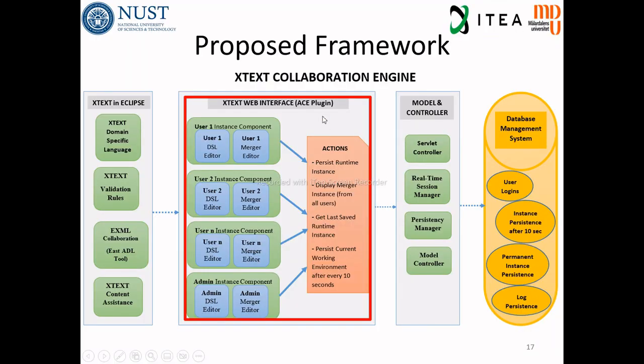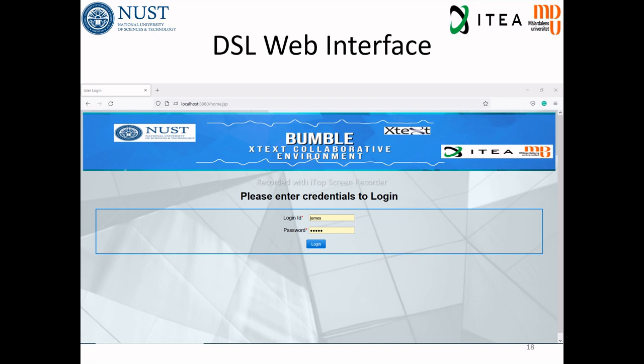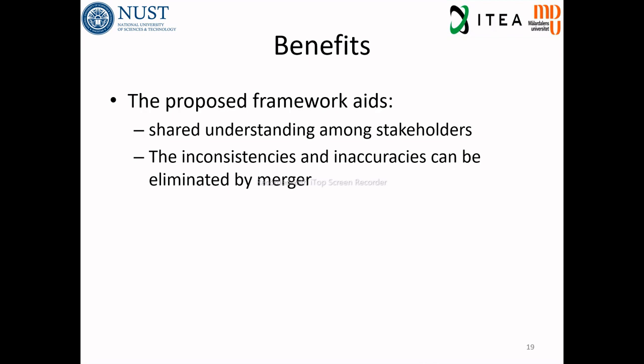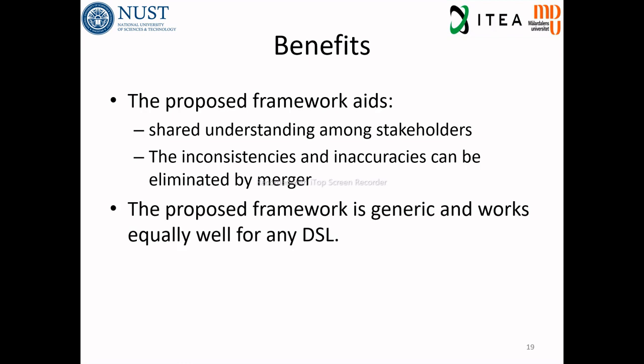So this was the xtext web-based interface. I have already shown this DSL web interface. So the benefits are the proposed framework aids shared understanding among all the users that are working in the same domain at distant places, but they can see the work of all the other stakeholders and can get insights of the project, what's going on. It eliminates the inconsistencies and inaccuracies by using the merger facility. The proposed framework is generic and works equally well for any domain specific language.